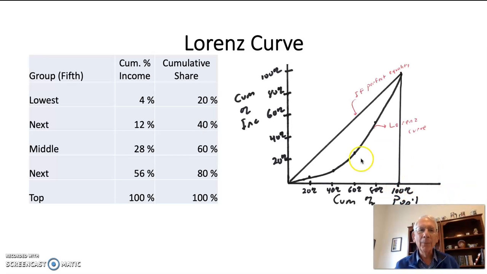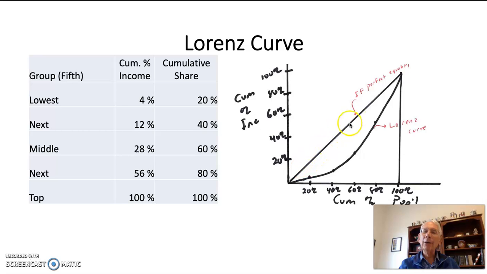There we go. What we can see here, we put on the vertical the share of the income. Here we put the share of the population. The bottom 20% has 4% of the income. The bottom 40%, 12%. The bottom 80%, 56%. This is the Lorenz curve.